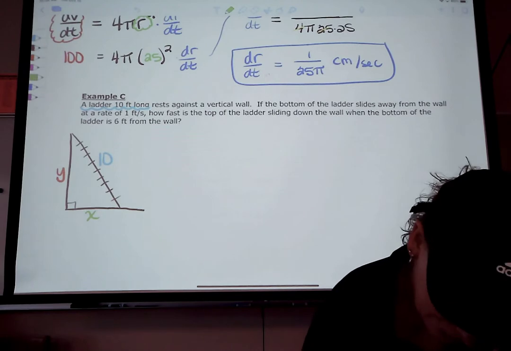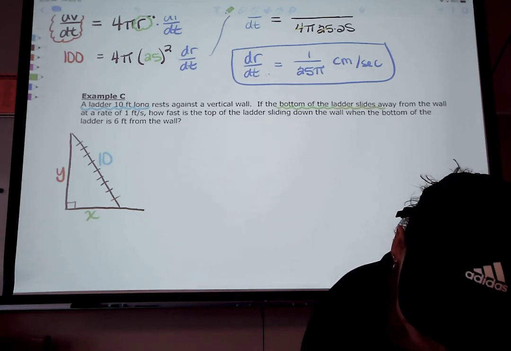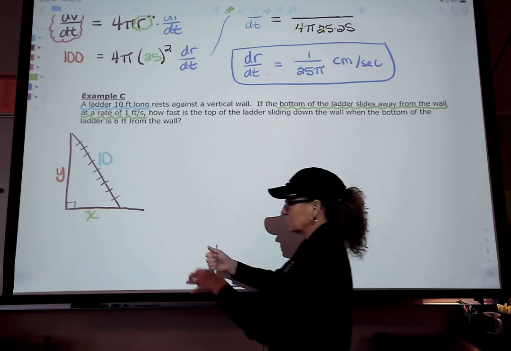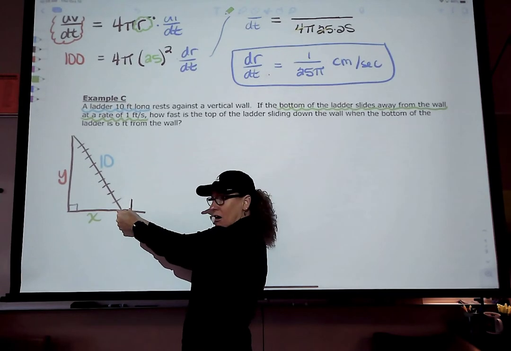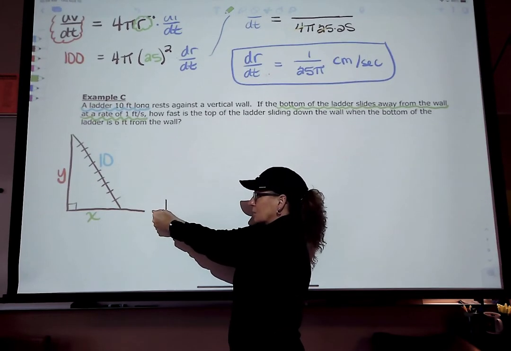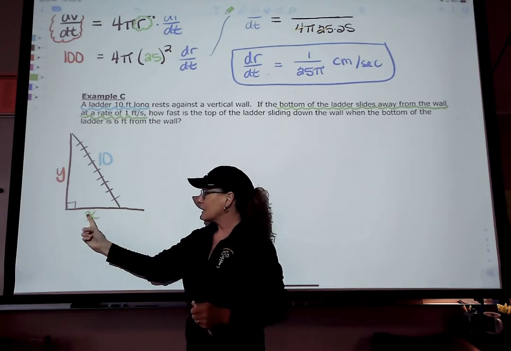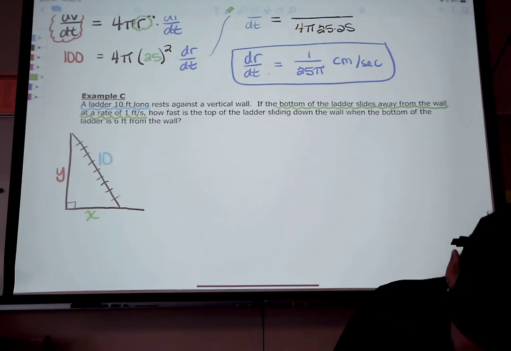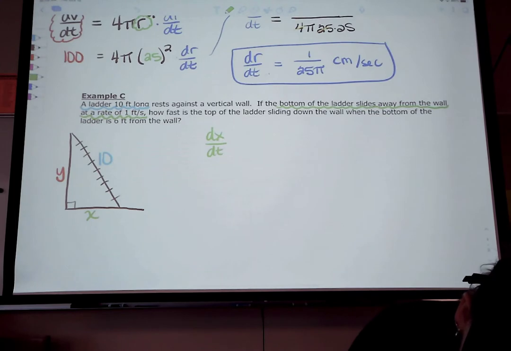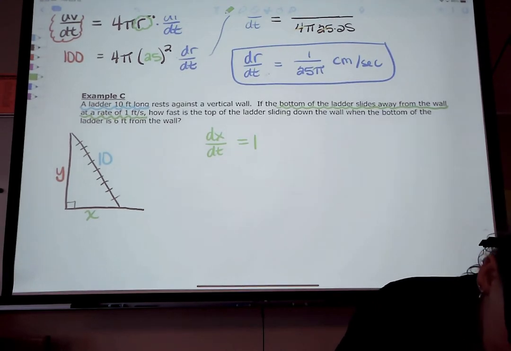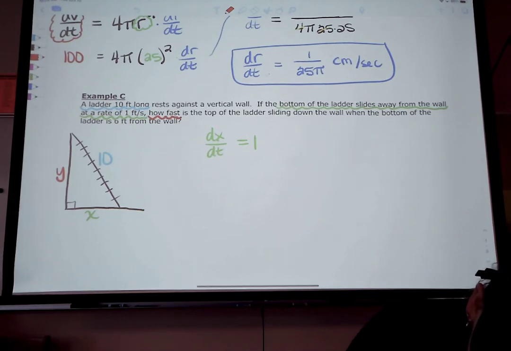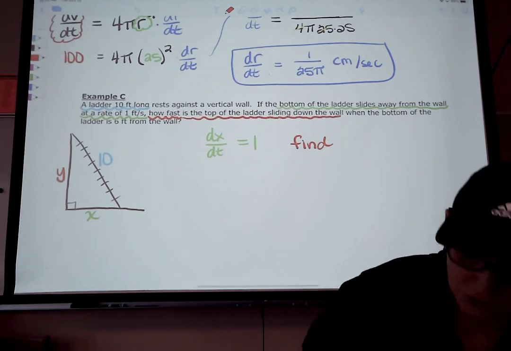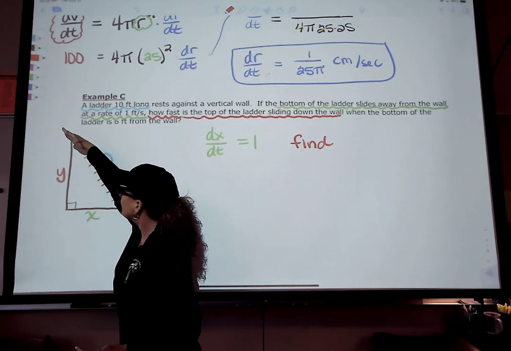So now that I have variables assigned, I can go back up. The bottom of the ladder is sliding away from the wall at a rate of 1. So somebody is pulling the ladder out, constant rate of 1. Pulling slowly. So I can say that this length is changing at a rate of 1. So I'm going to write dx dt is equal to 1. How fast, find, is the top of the ladder sliding down the wall?